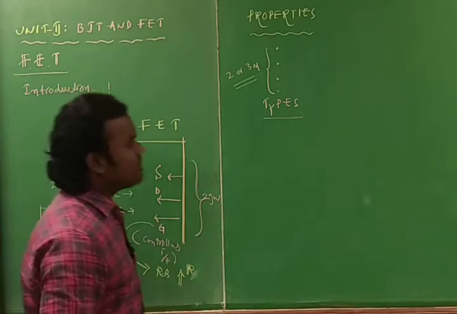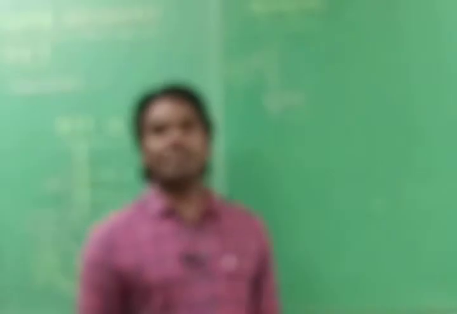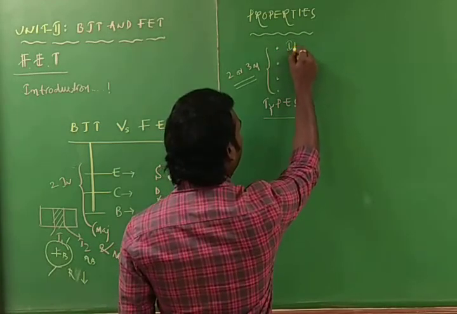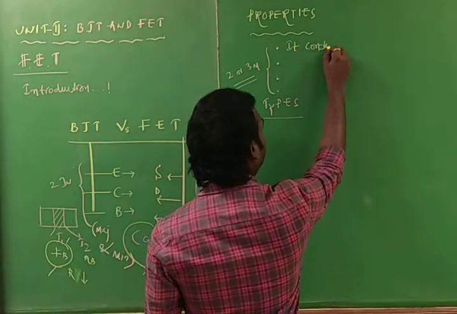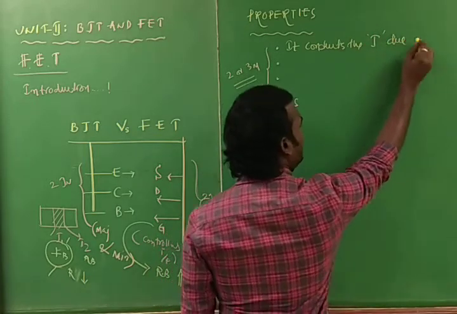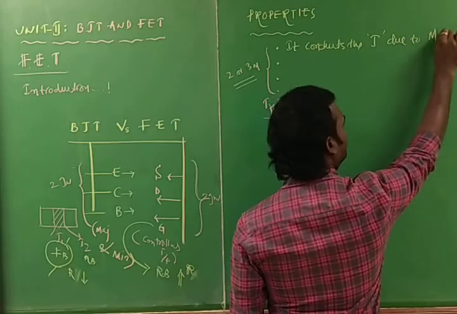And coming to the properties of FET. FET stands for field effect transistor. In a BJT, current conduction is due to the majority and minority charge carriers. But the FET conducts current due to only one type of charge carrier, that is majority charge carriers only.